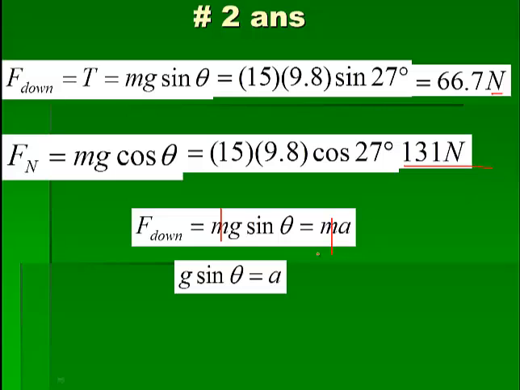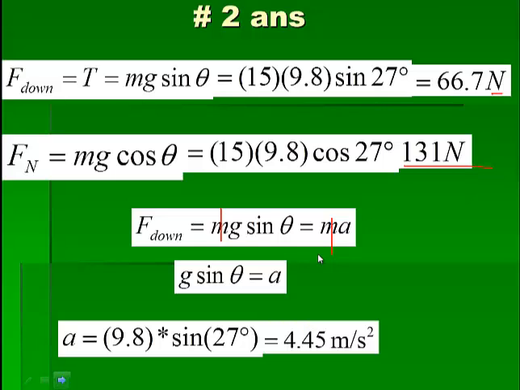Again, you can cancel out the masses. a is equal to g sine theta. And you get that a is 4.45 meters per second squared. Don't forget units. Now, you could solve this a different way. Remember, F equals ma, so you could just do 66.7 divided by the mass of the object, which is 15, and you should get the exact same answer.